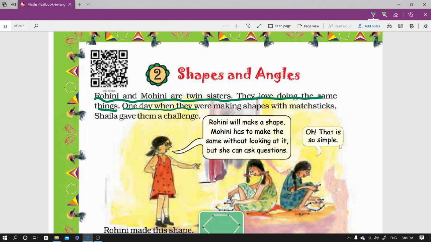One day when they were making a shape with matchsticks, माचिस की सળીઓથી તે એક શેપ બનાવતી હતી. Shalila gave them a challenge. Rohini will make a shape. Mohini has to make the same without looking at it, but she can ask questions. Oh, that is so simple.